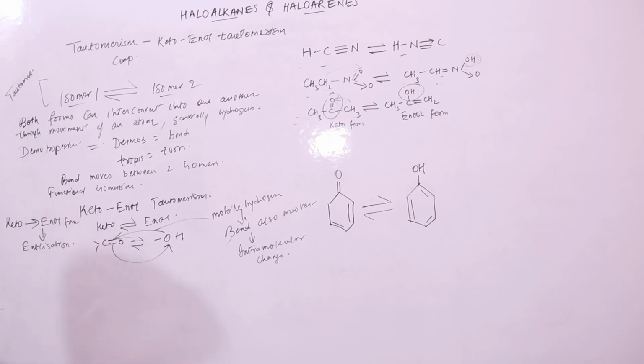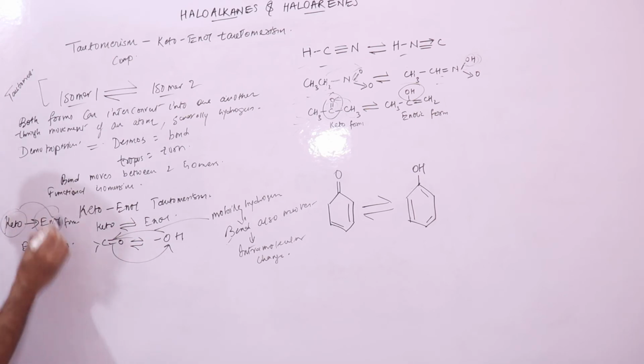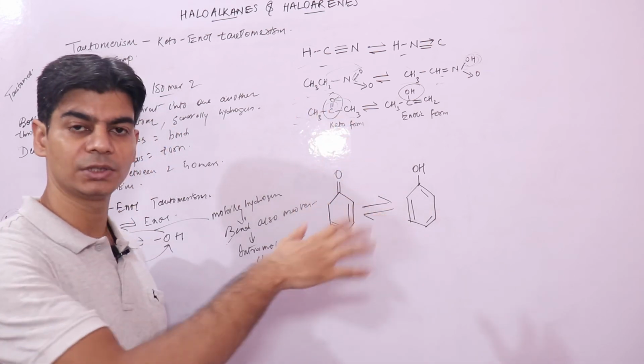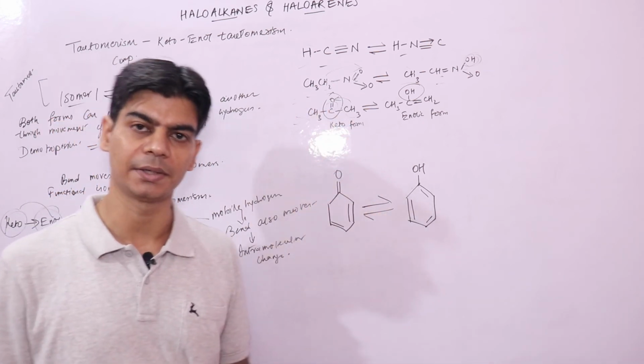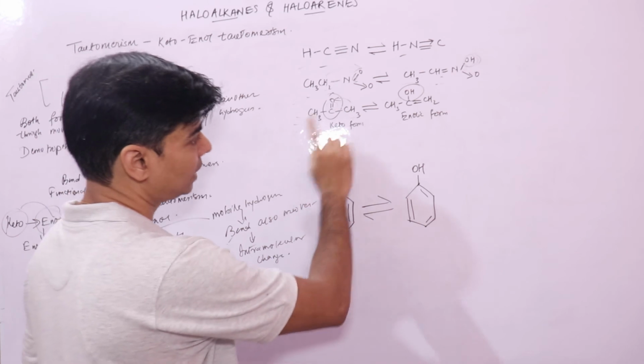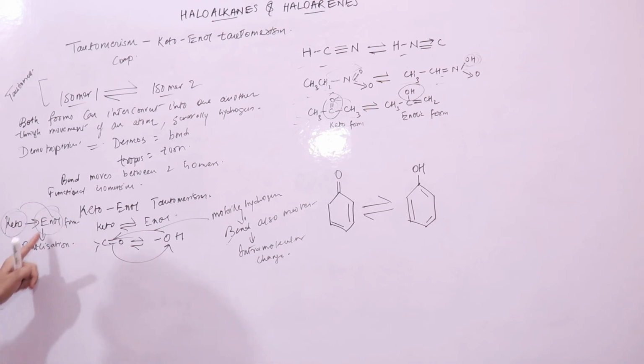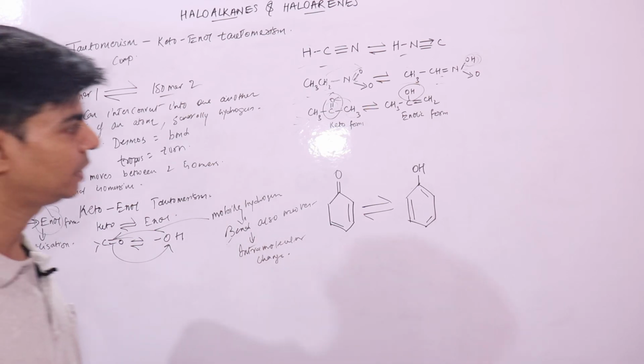This is your enolization, right? Change of keto form into enol form. And how will this change take place? By the movement of a hydrogen atom, which is a labile hydrogen atom, due to which the keto form will change into enol form, and this change, where enol form is formed, is your enolization.